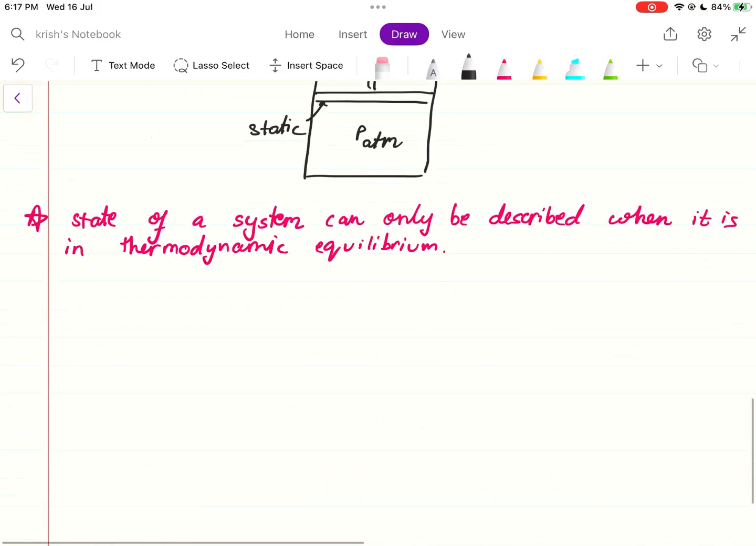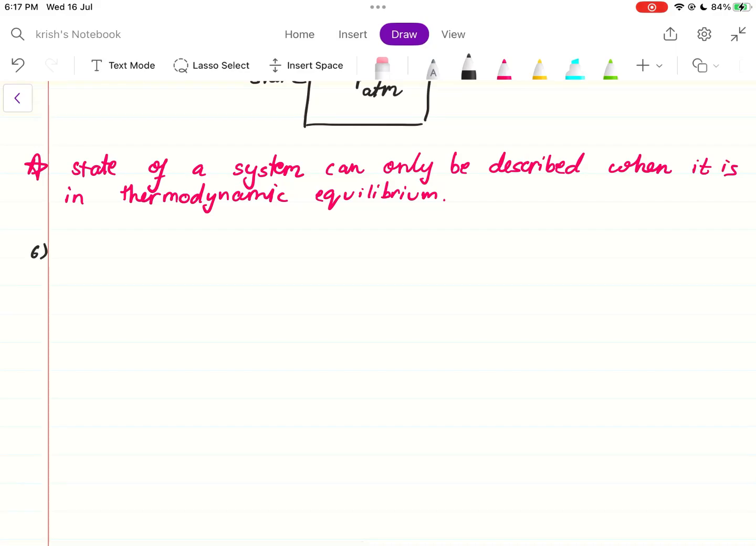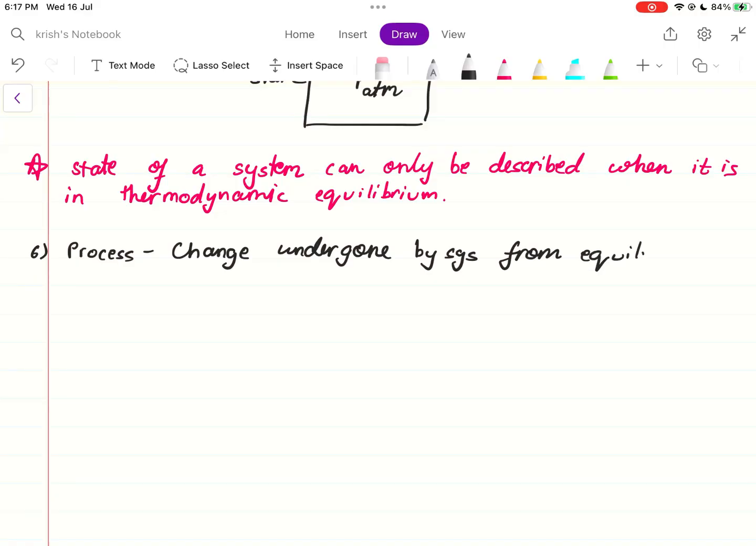Let us now move on to process. You must have heard of processes like adiabatic and all that, and that will also come. Now let's just quickly define a process. So process is defined as change undergone by system from equilibrium, and if we have a series of processes from one state to another, then we call that a path.